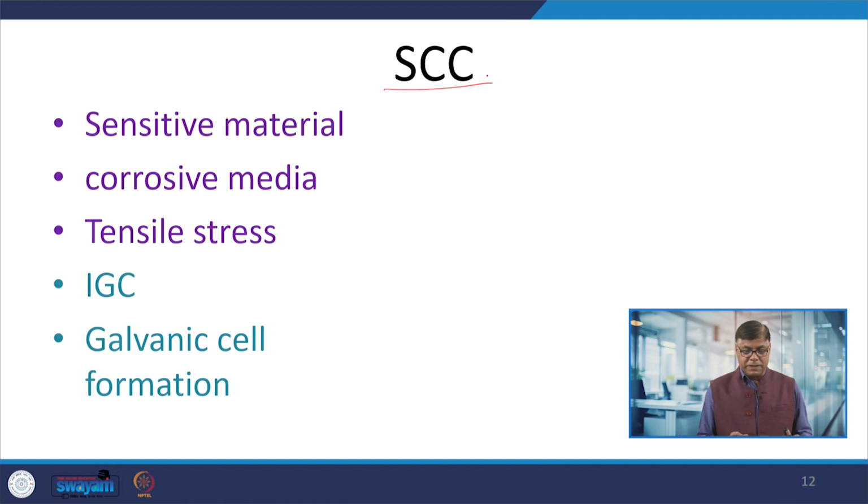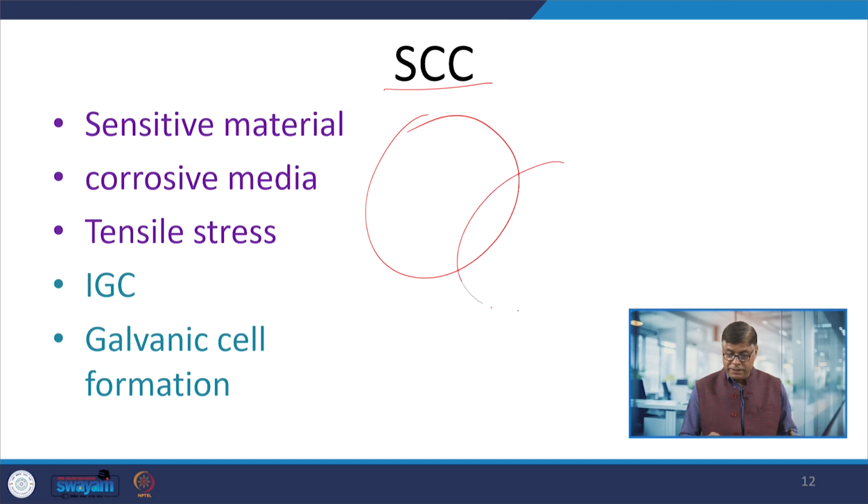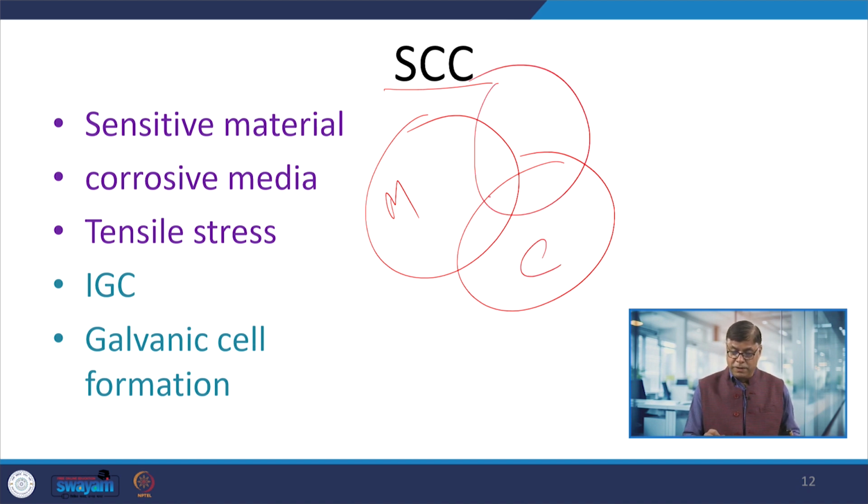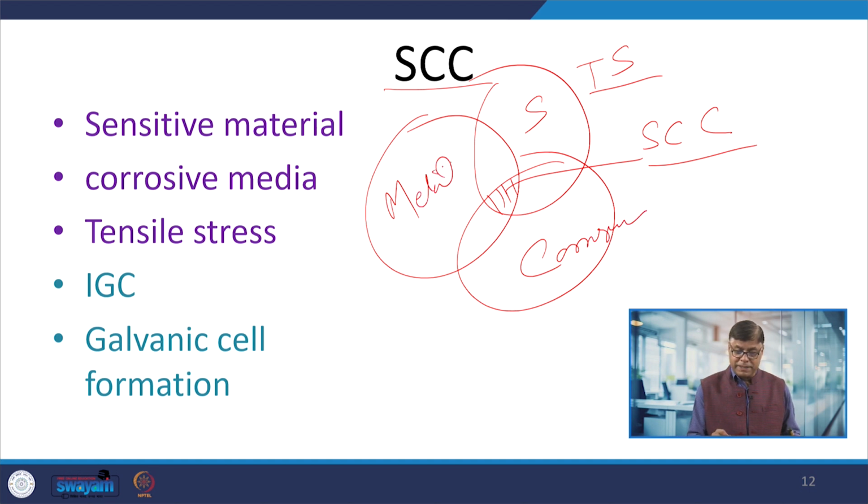Then stress corrosion cracking. This occurs especially when three factors are present: a material which is sensitive to the corrosion, a corrosive media, and enough tensile stresses. When all these three are present, only then will stress corrosion cracking happen. So, sensitive material, corrosive media and tensile stress.